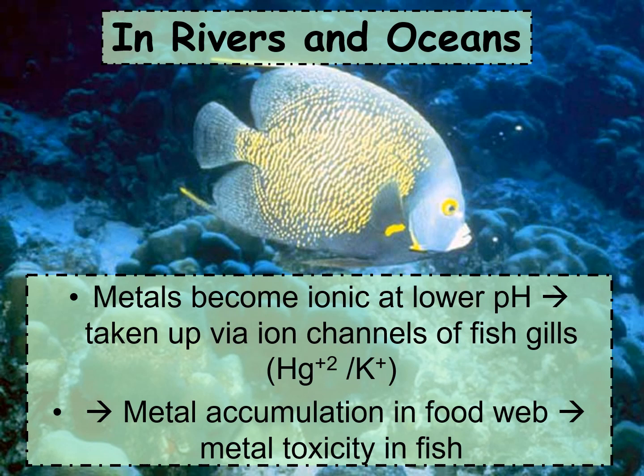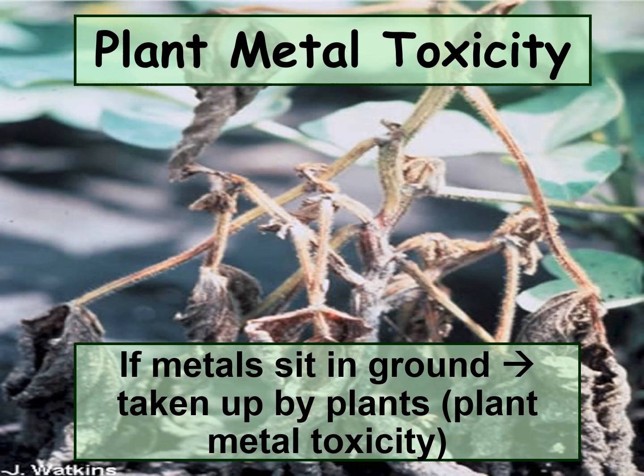And again, the same thing happens with plants. In plants, if this acid deposition falls on the soil, it causes these metal compounds to break up and become ionic. Those metals that are free floating in the soil can be taken up by plants and cause metal toxicity in the plants as well.